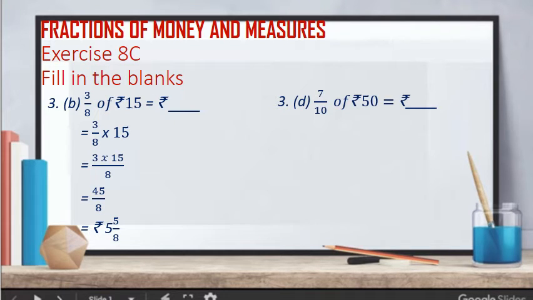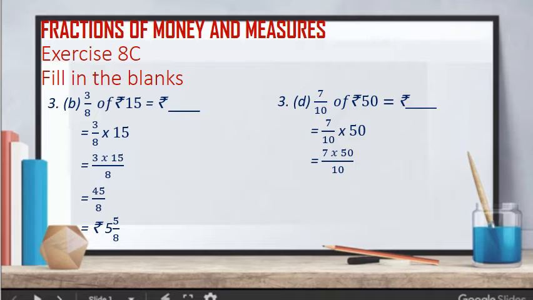Now let's come to the next question. This is the D part of question number 3. In this question, we have to find 7 by 10 of rupees 50 is equal to how much rupees? So 7 by 10 of rupees 50 can be written as 7 by 10 multiplied by 50, which is equal to 7 multiplied by 50 upon 10.